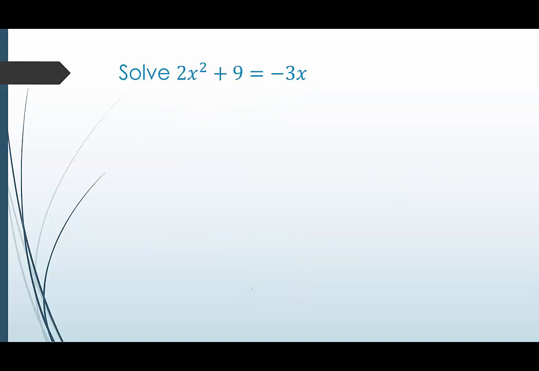In our final example here, we have 2x squared plus 9 equals negative 3x. There's a problem here, and that is we need to have it set equal to 0. So I'm going to add 3x to both sides. And I'm going to put it in the middle because that way the exponents go in decreasing order. So this would be 2x squared plus 3x plus 9 is equal to 0. And then from here I can use the quadratic formula. I have a is 2, b is 3, and c is 9.